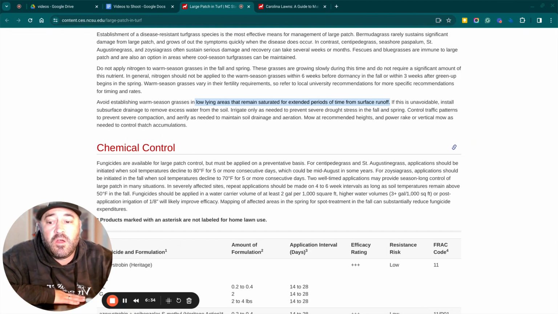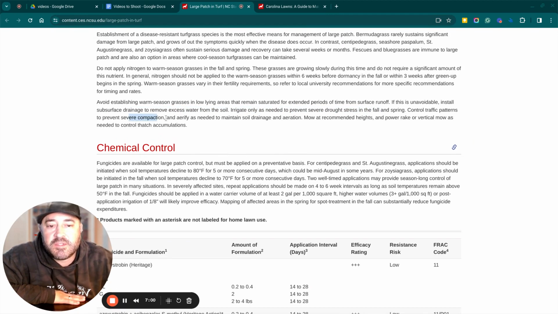Those areas always see large patch sitting there, and here's why: because saturated for extended periods of time, water's just sitting there, large patch is going to grow. If this is unavoidable, install subsurface drainage to remove excess water from the soil. Irrigate only as needed to prevent severe drought stress in the fall and the spring. Control traffic patterns to prevent severe compaction.